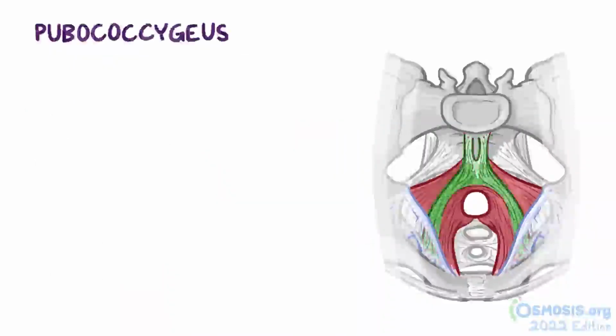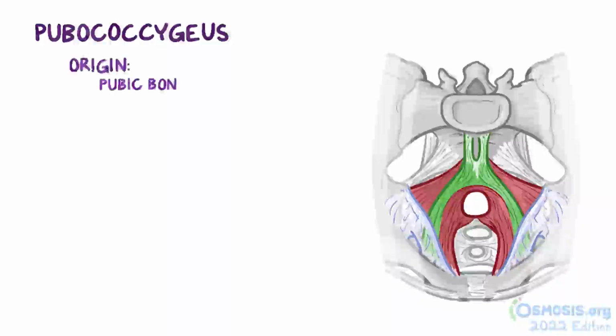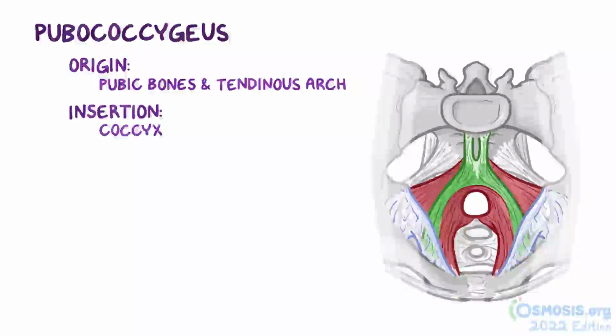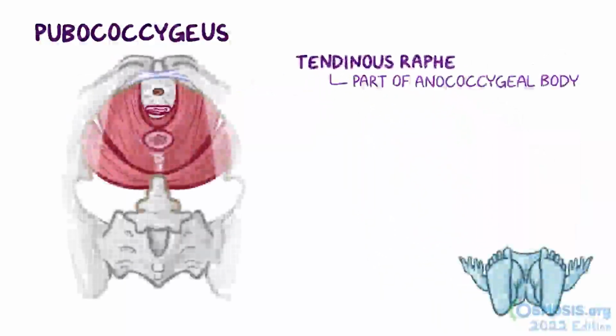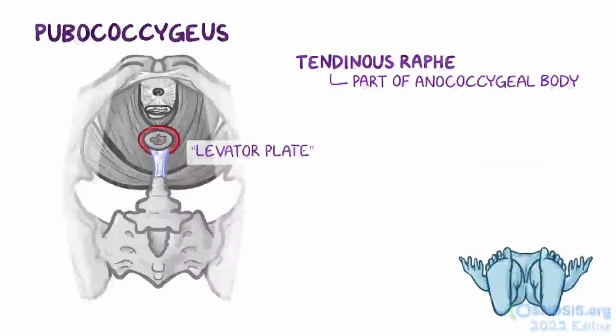Next, there's the pubococcygeus, which is the wider, thinner, intermediate part of the levator ani muscle. This part arises lateral to the puborectalis, from the posterior surfaces of the bodies of pubic bones, in addition to the anterior tendinous arch. The lateral muscle fibers go posteriorly to attach to the coccyx, hence its name, pubococcygeus. The medial muscle fibers of the paired pubococcygeus muscles fuse in midline to form a median tendinous raphe, which forms part of the anococcygeal body, or ligament between the anus and coccyx, often referred to as the levator plate.